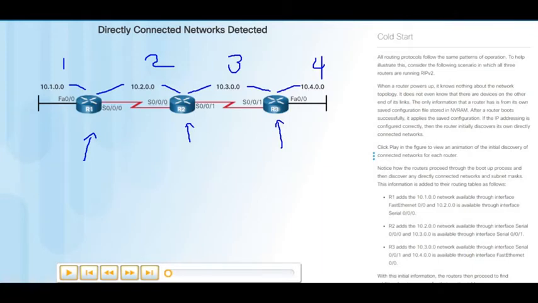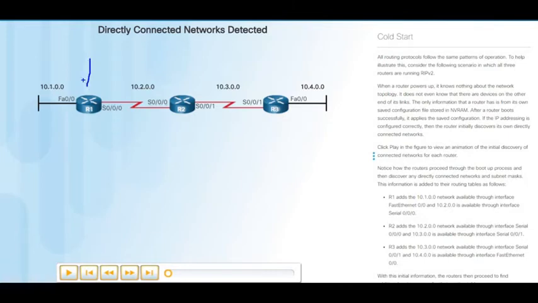If you look closer, what if you count the number of remote networks? From R1, how many remote networks do you have? Remote means the networks that are not directly connected to that particular router.